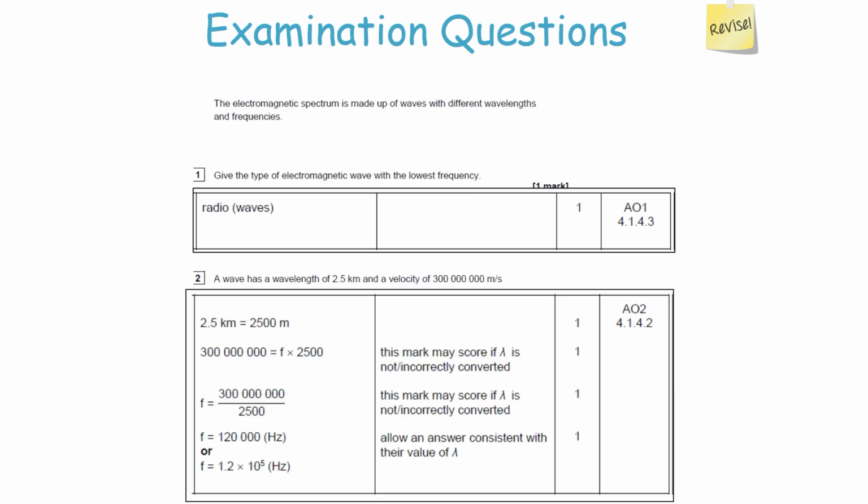But when you check the units, meters per second is okay, but we don't work in kilometers in physics, we work in meters. So you've got to convert from 2.5 kilometers into meters. So 2.5 kilometers equals 2,500 meters. So it's 300 million meters per second equals frequency times 2,500 meters. We rearrange to make frequency the subject, so it's 300 million divided by 2,500, which is equal to 120,000 hertz.